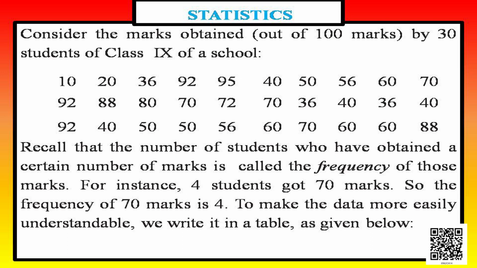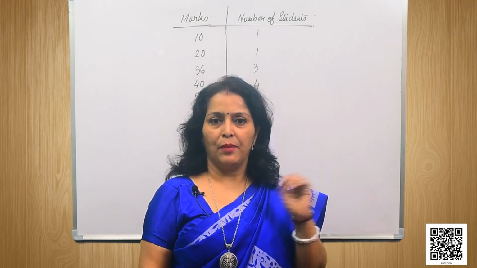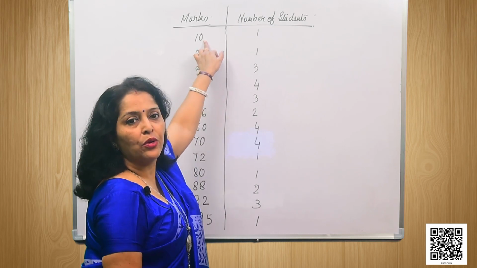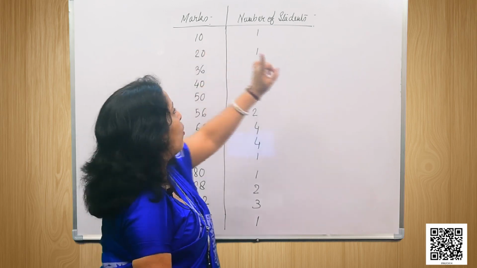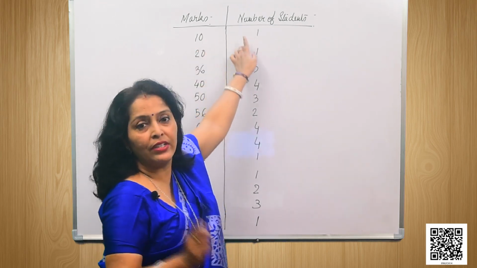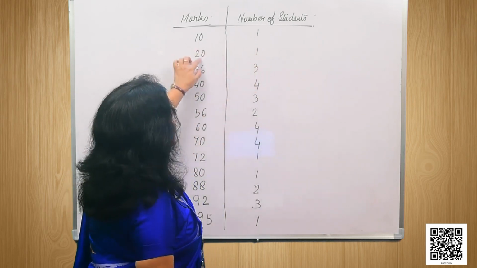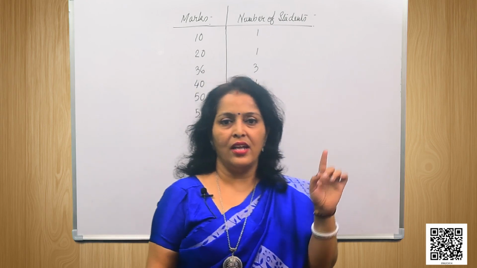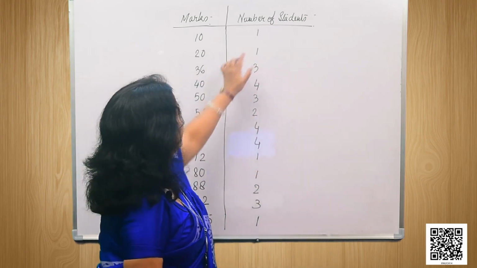So for that, I will write this group data in tabular form on the board. Now look at the table that I have made from that example. Now see the marks 10, which was achieved by only one student of the class. So I have written 1 for that. Now the marks 20 was also achieved by only one student in the class. So I have written 1 here.